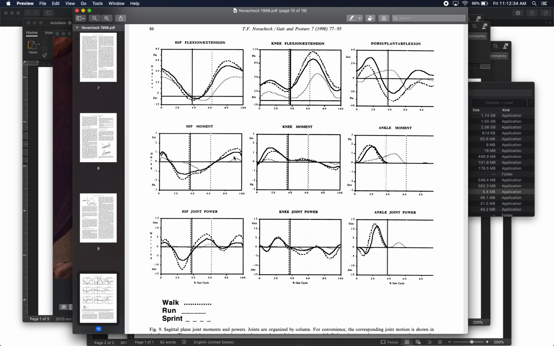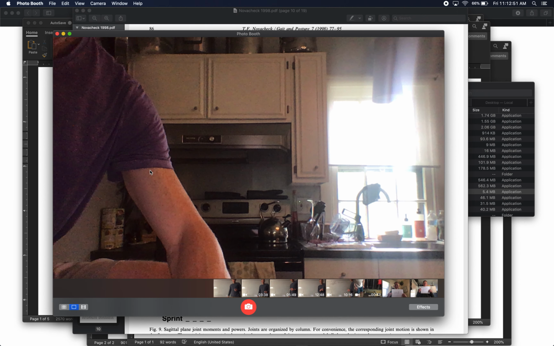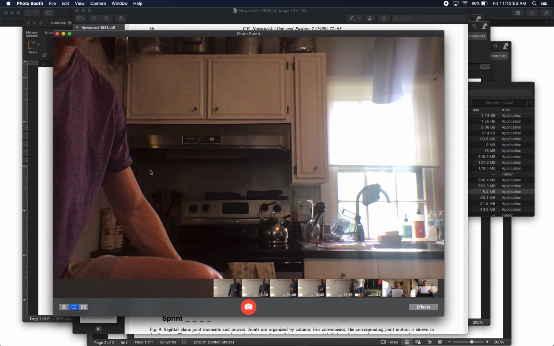If it's an extensor moment here in late swing or here in early stance, then my hip extensors, my glutei and my hamstrings, are primarily active at that time. So direction of the moment tells me something about what muscle group is producing force at that time. Okay, back to my video here.